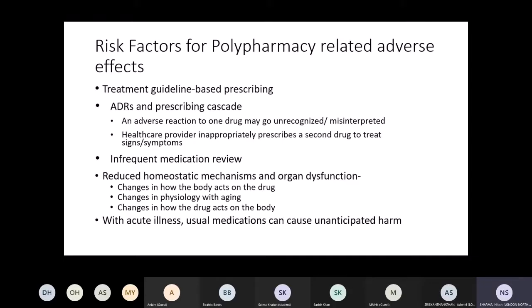So risk factors. So treatment. Guideline-based prescribing. It's very important to prescribe fully based on guidelines and not just to prescribe anything because it lowers the risk. Then it's important to check any adverse effects related to the medication. And sometimes what happens is a healthcare provider just prescribes because the blood pressure is not being controlled. Sometimes we would just prescribe another antihypertensive because for a short term we need to bring down the blood pressure. And what happens is this ends up continuing on discharge.